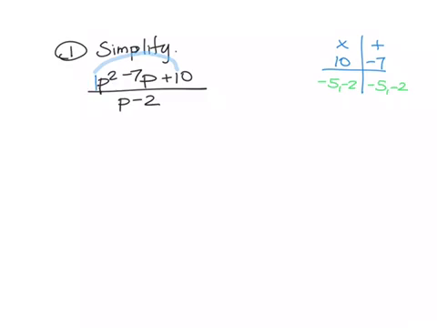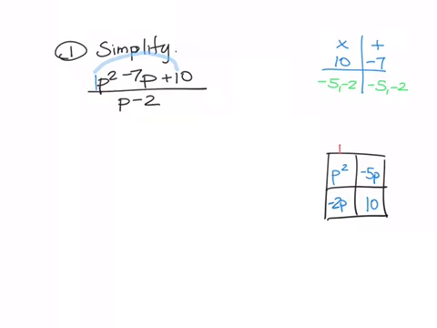So we can go ahead and create our box. In the upper left-hand corner, we would have p squared. And in the bottom right, we would have 10. And then in the other two squares, we would have -5p and -2p. Remember, order does not matter there.